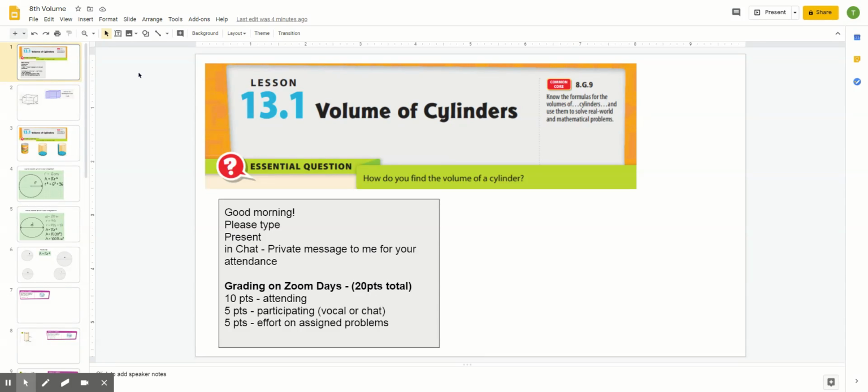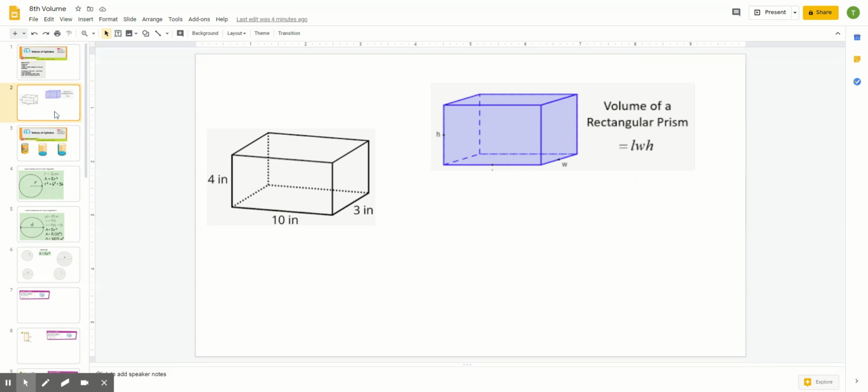Today's lesson is volume of cylinders. We're going to be looking at volumes of different types of shapes. Just a quick review. What is volume? Volume is the space inside a 3D shape.